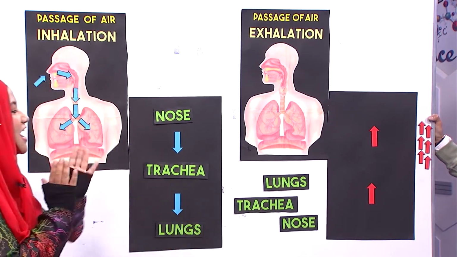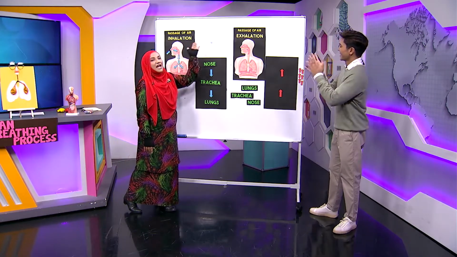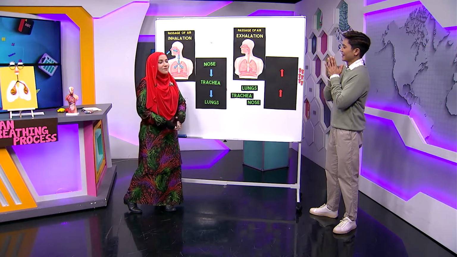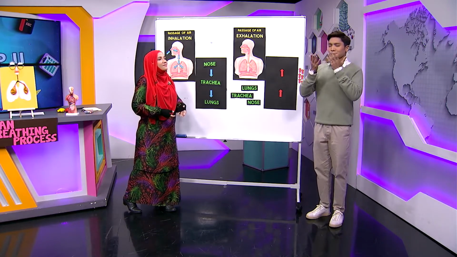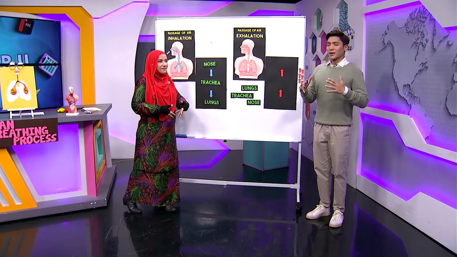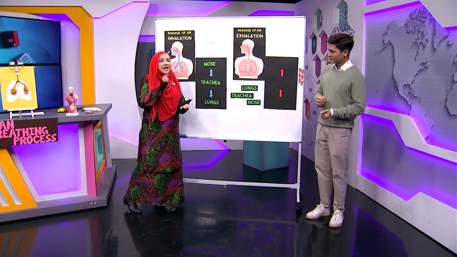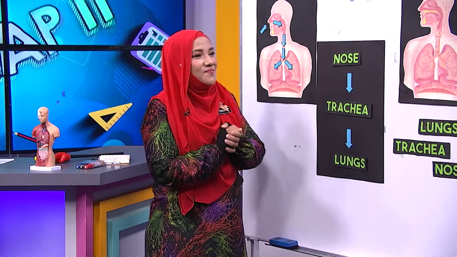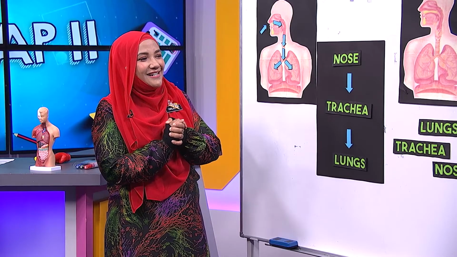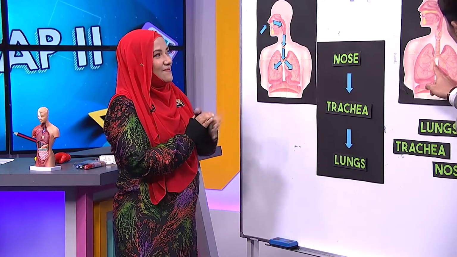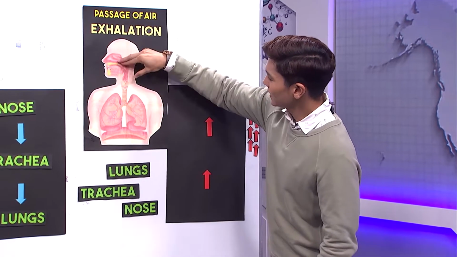Now, Abang Hanif, it's your turn. Passage of air during exhalation. Try and breathe out. Exhale, Abang Hanif. I will breathe in again, and I will breathe out. All right. So where does the air that you breathe out come from? Where should you start? Because the air went into the lungs, then it should be the other way around. Teacher Nina, is that right? From the lungs going out?